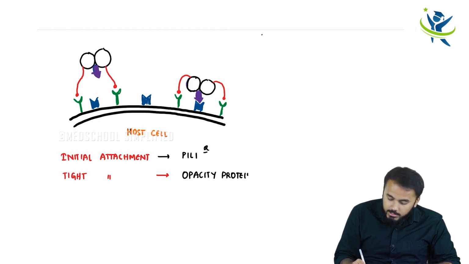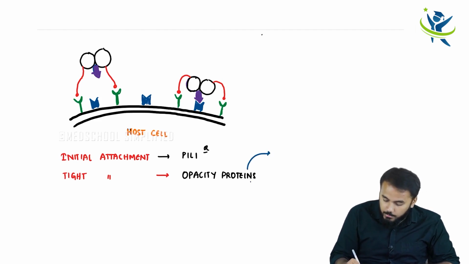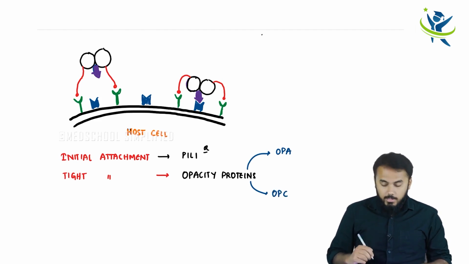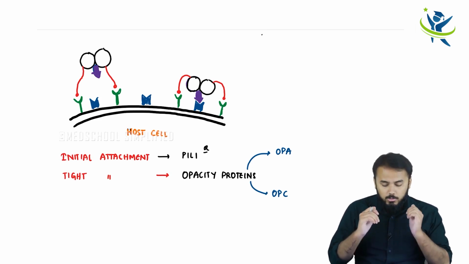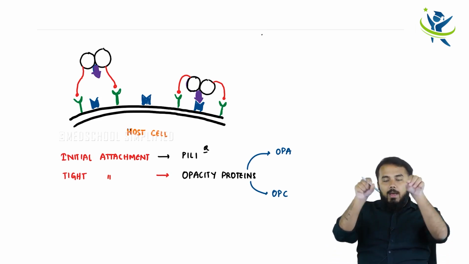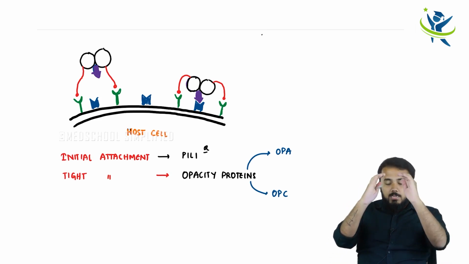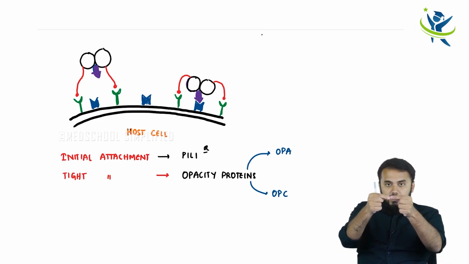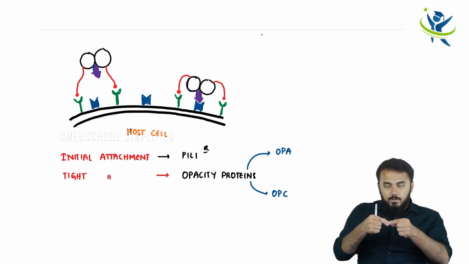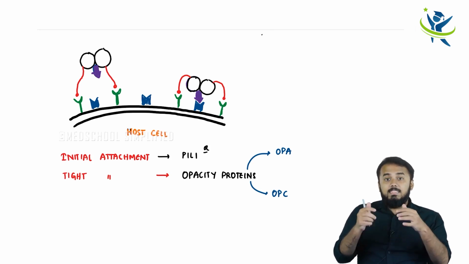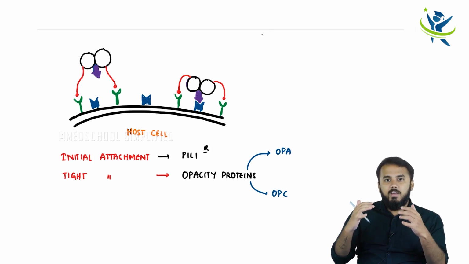And just to remind you, I already told you how many different types of opacity proteins we have. We have opacity protein A, we have opacity protein C. Okay, so they get attached. Now the moment pili get attached, nothing is going to happen. It is a very loose attachment. Next, after pili, the center part, if it is getting inserted there, that is the OPC, once it gets inserted there, this is called tight attachment or the final attachment.